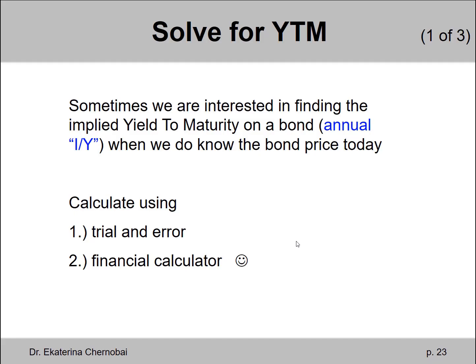Solve for yield to maturity, or YTM. Sometimes, like in real life, we actually know how much bonds sell for, which was our bond value calculation from the early slides. And sometimes what investors are interested in is calculating the implied yield to maturity, which is like the rate of return on your money every year, or the IY in the financial calculator. One way to calculate it is trial and error using the formula and trying different interest rates until you get the present value that is known. But of course, there is a way to do it very easily in the financial calculator.